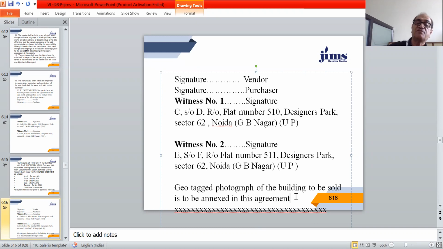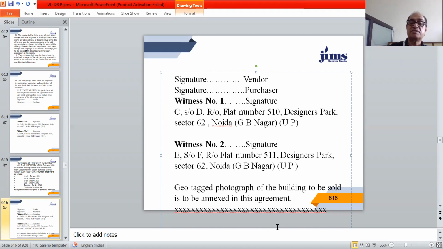So this geotag photograph of the building gives you the idea and correct location as to where this building is situated. It gives you in degrees the longitude and latitude of the building also, and it gives you the GPS location of the building to be sold on this earth. On this entire big earth, wherever the property is situated, that geotag photograph will nail the building and will give you the correct location of the building.